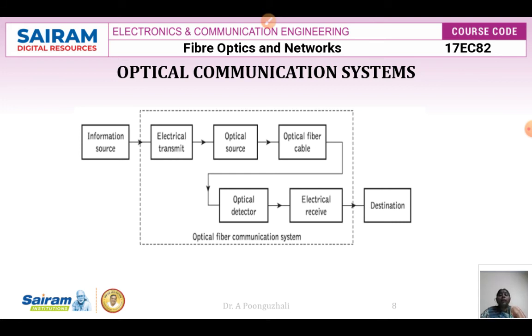Now, how this block diagram is modified for an optical communication system: we use an information source, which has a transducer that converts the voice signal into an electrical signal, and we use an electrical transmitter. Suppose it is a voice signal; it will be converted to an electrical signal and given to an optical source. The optical source can be either an LED or a laser device.